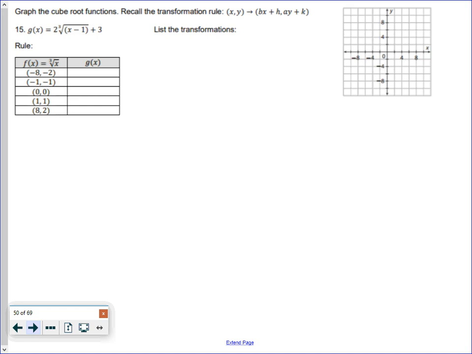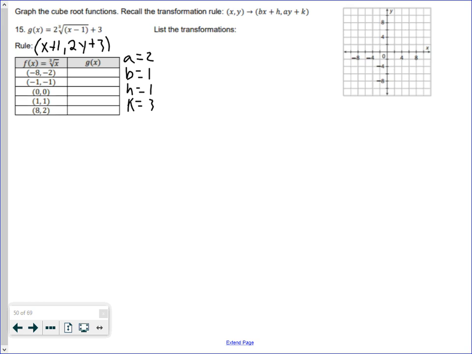So our a, b, h, and k, I'm going to do that on the side. a is 2, b is 1, h is 1, and k is 3. So we plug that into our transformation rule. Our b is 1, so we have x plus 1, comma, ay plus k. So 2y plus 3, that's our transformation rule.